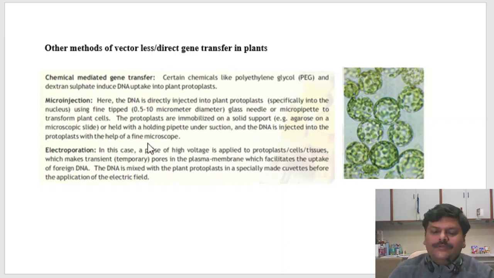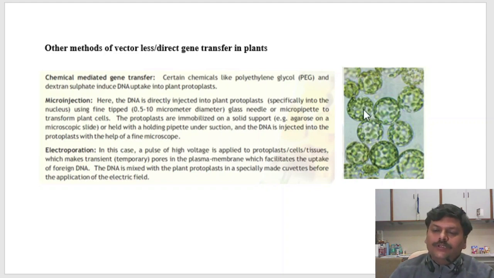So these three methods actually look very simple and pretty straightforward, but the only limitation with these methods is that regeneration from plant protoplast is very difficult. It is successful only in a very few types of plants where entire plants can be regenerated from protoplast.